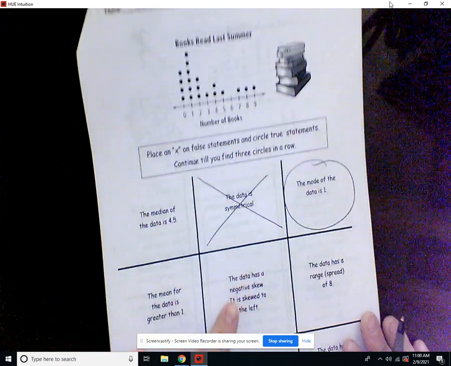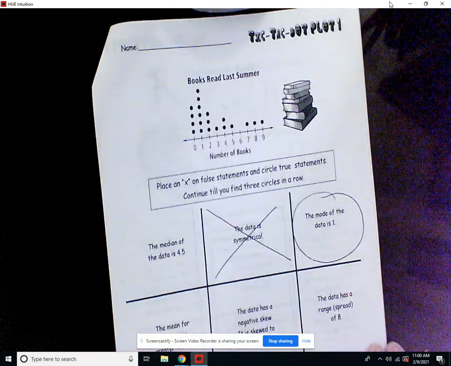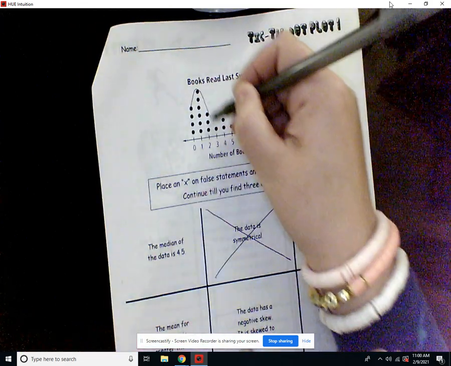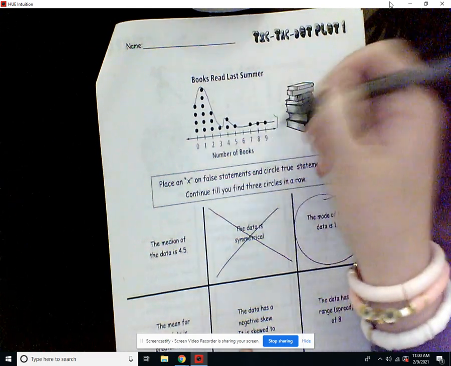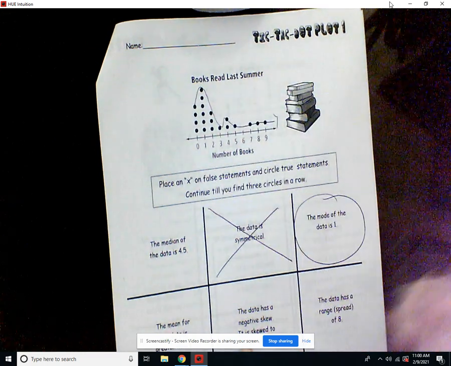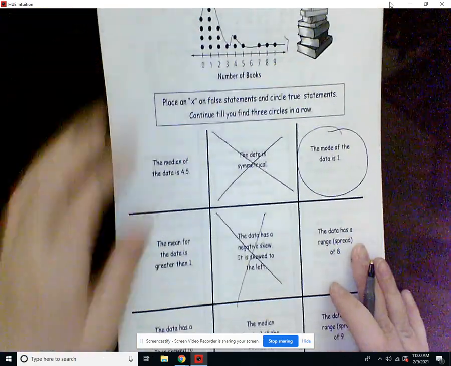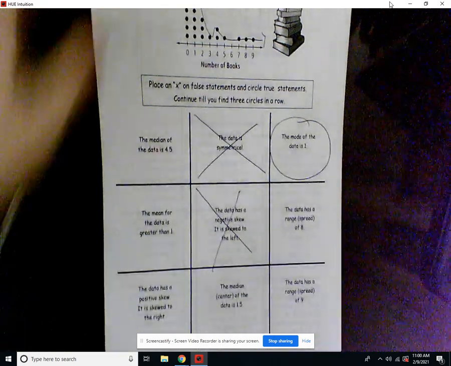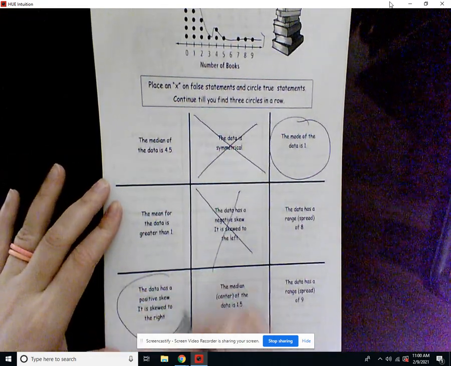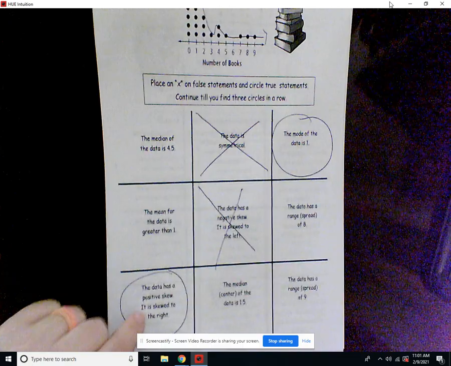We'll look at the data skewed left. Remember, that's your tail. So if I were to connect my dots, my tail goes down to the right side. So that's false. But we do have at the bottom left, the data is skewed right, so that one's correct.